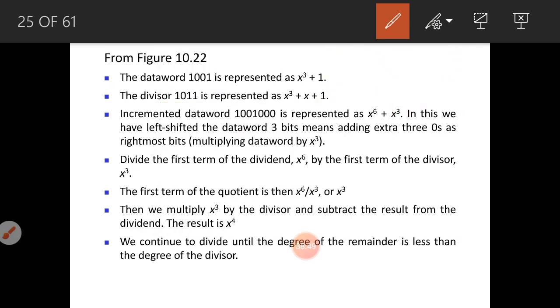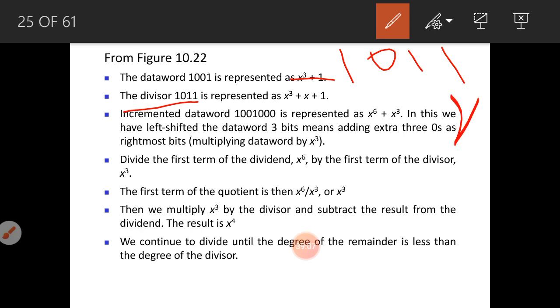Okay, so that is x raised to 3 plus 1. In this way we need to represent the binary value in polynomial form. Second, we have to take the divisor here, 1 0 1 1.